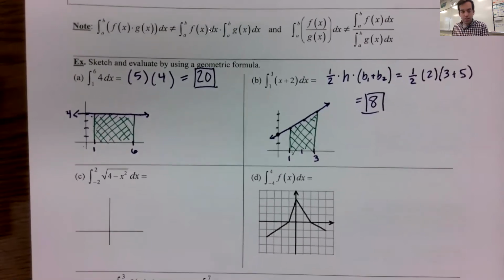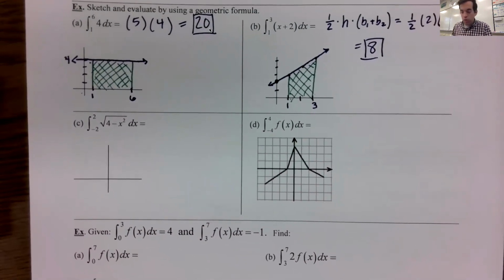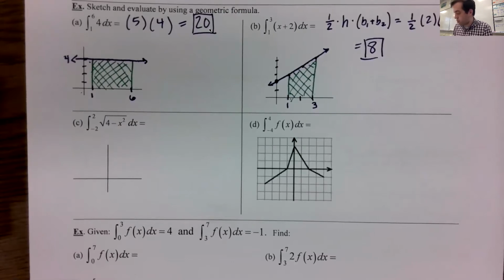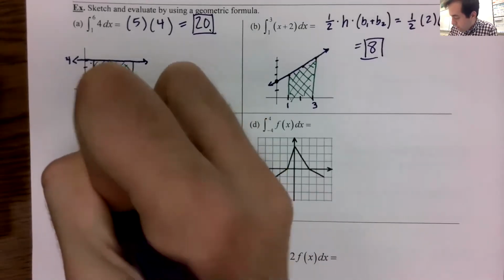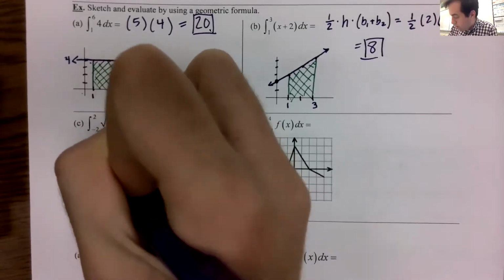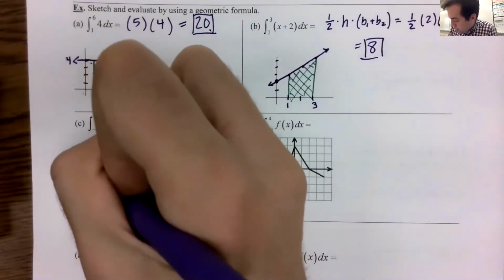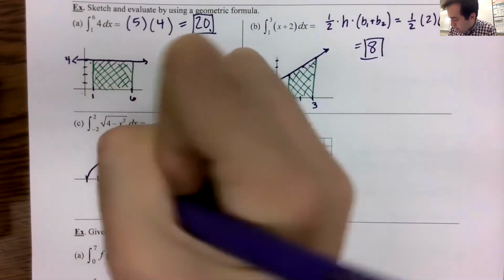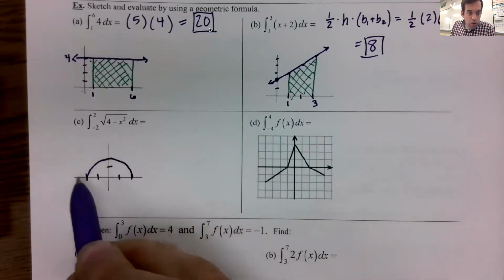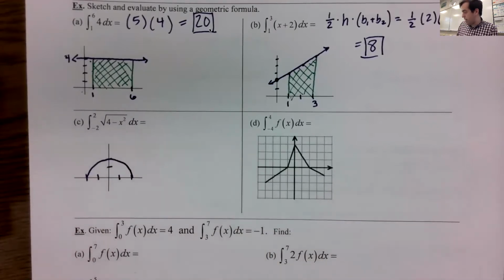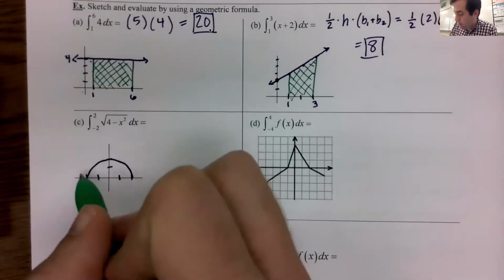All right, let's get into a little bit more complicated one here in letter C. So now we're going to go from -2 to 2 of the square root of 4 minus x squared dx. Square root of 4 minus x squared is a semicircle. So if I go and plot this on a graphing calculator, what you'll see is it's actually a semicircle like this. If I plug in anything bigger than 2 or smaller than -2 into this, it's going to be a non-real answer, so it doesn't even show up on the graph. So that is the entire graph, and we're trying to figure out the area from -2 to 2, so the whole thing.